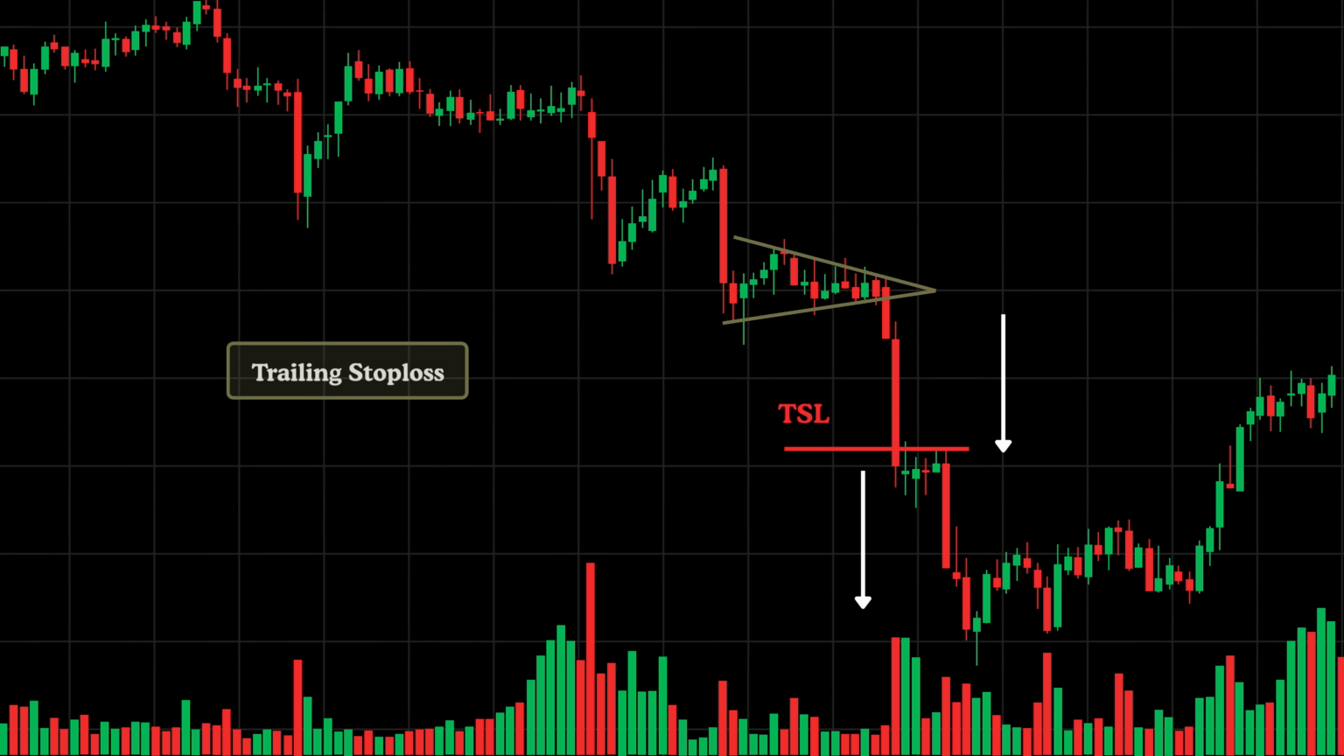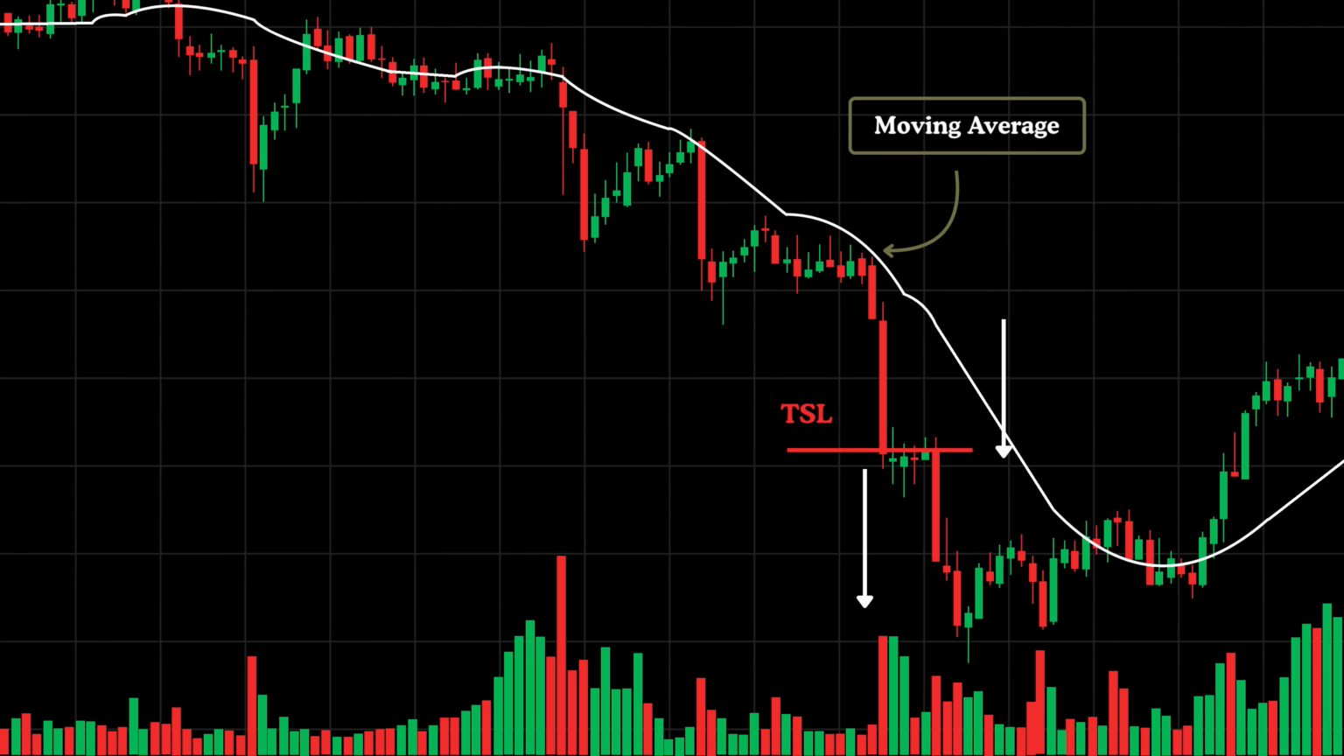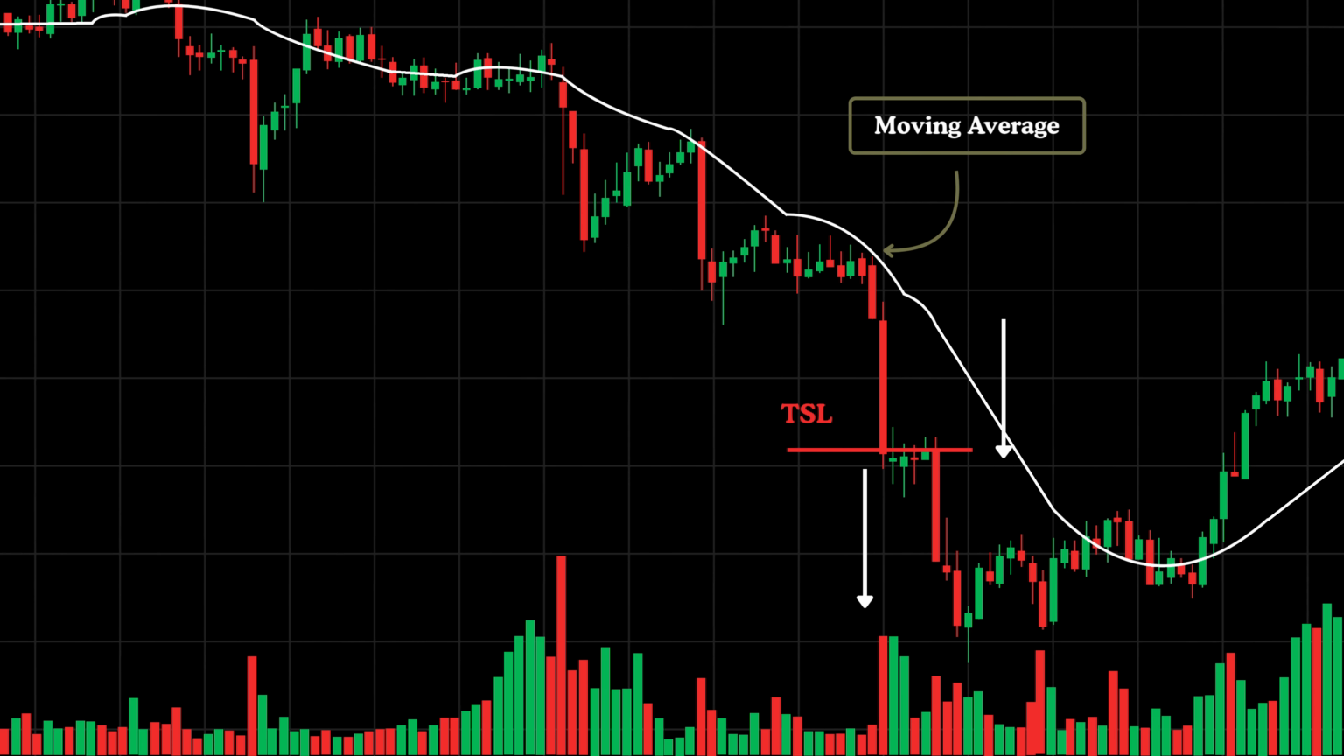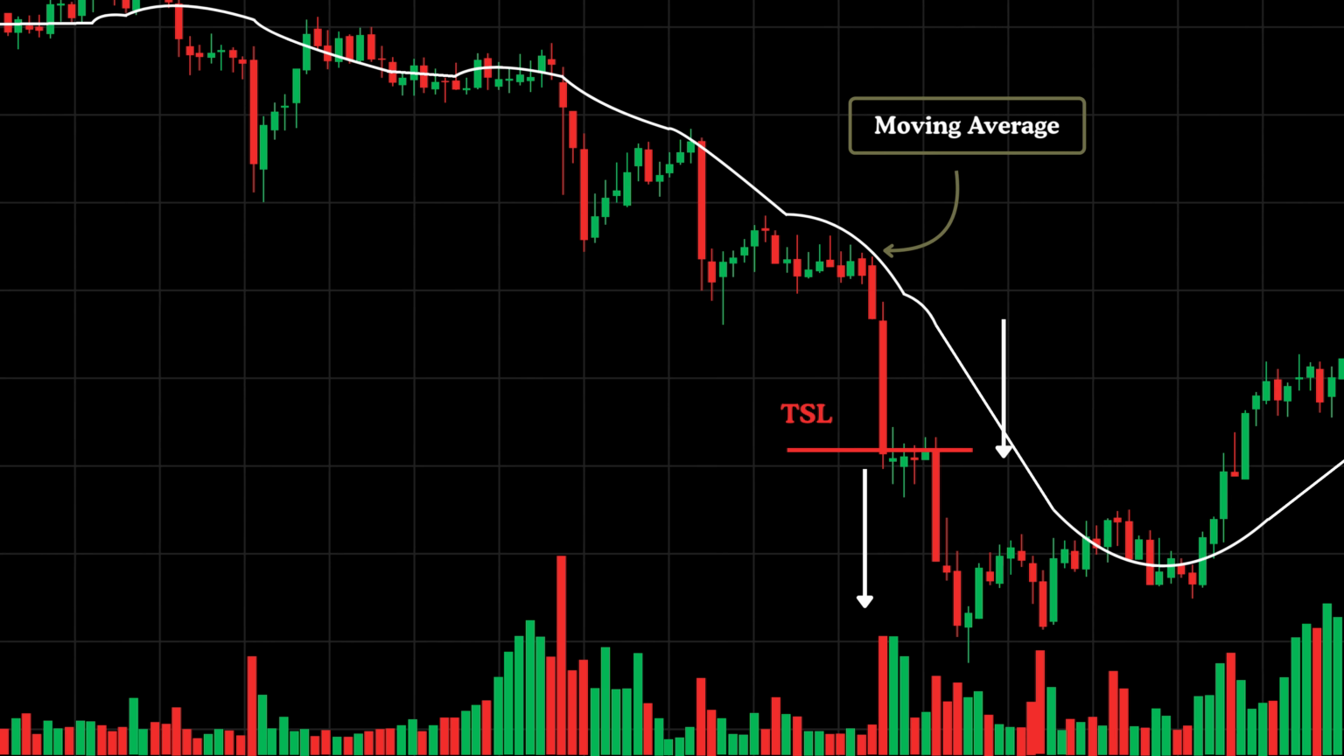To remain in the trade for a longer period with a trailing stop loss, you can apply the moving average indicator. Whenever the price breaks below the moving average and the candle closes downward, you can exit your trade, which will help you secure maximum profit.